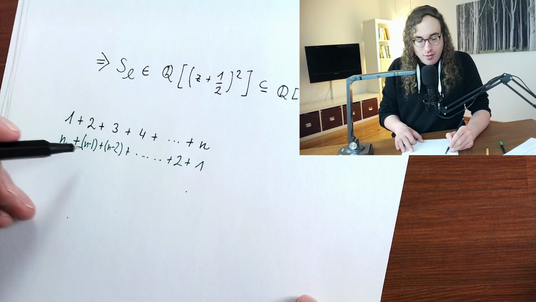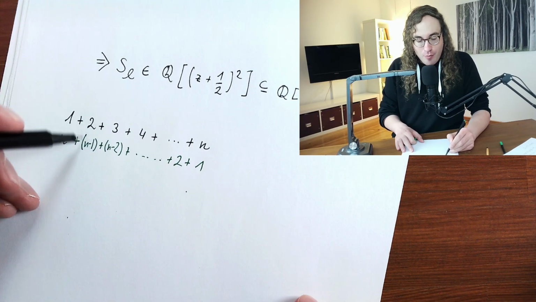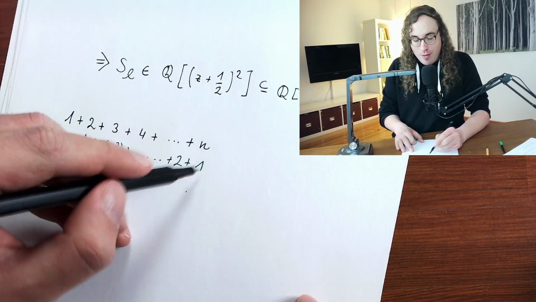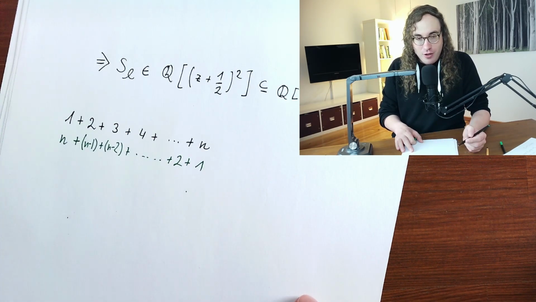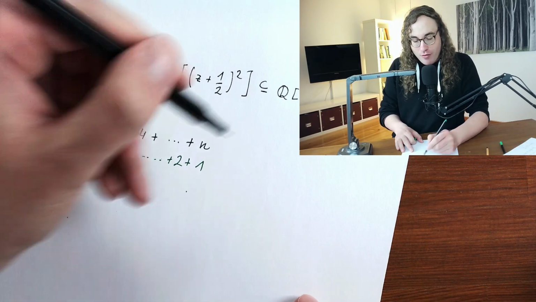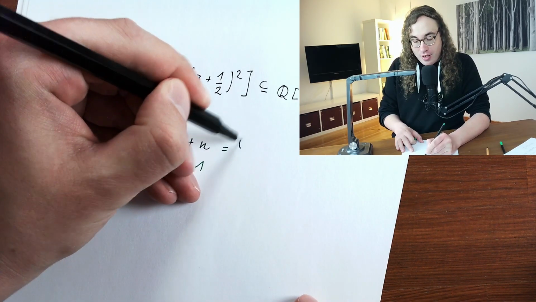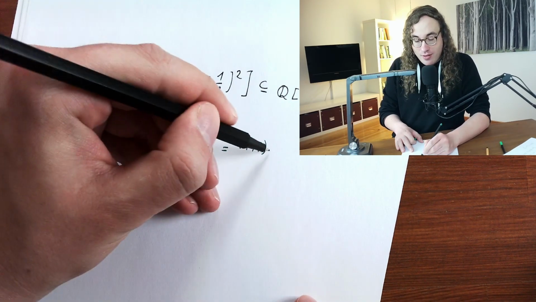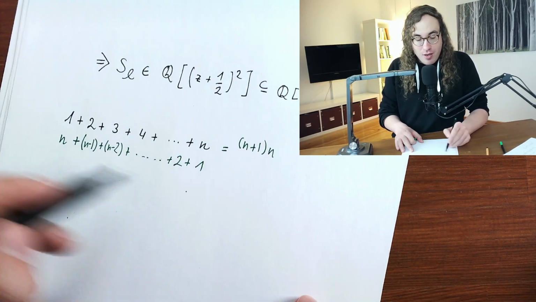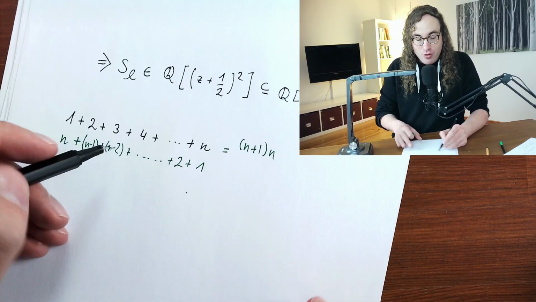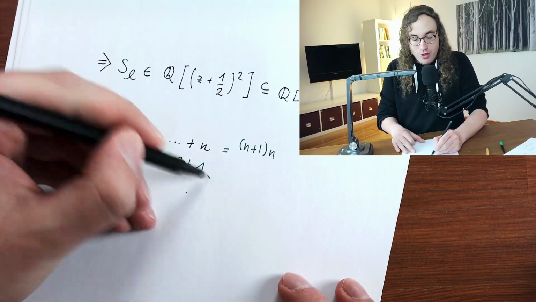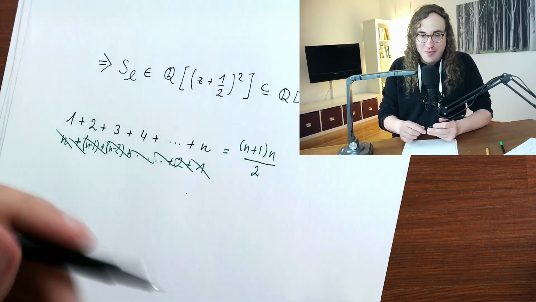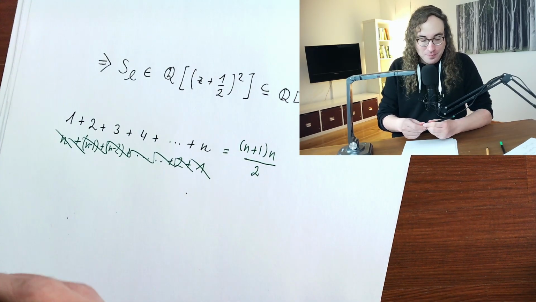This is n plus 1, n minus 1 plus 2, this is n plus 1, n minus 2 plus 3, this is n plus 1, this is n plus 1. So all the columns here have the value n plus 1. Then because I have n columns, I get this n times, and because every number occurred twice, and I'm only interested in the sum up here, I have to divide this by 2. This is a classical well-known identity.